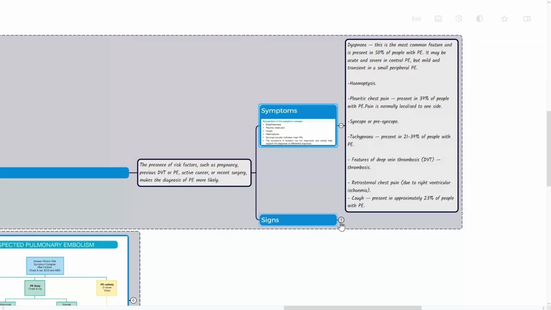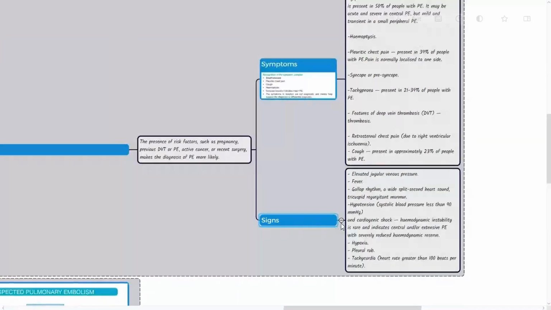Dyspnea. This is the most common feature and is present in 50% of people with PE. It may be acute and severe in central PE, but mild and transient in a small peripheral PE. Hemoptysis. Pleuritic chest pain, present in 39% of people with PE, is normally localized to one side. Syncope or presyncope. Tachypnoea, present in 21–39% of people with PE. Features of deep vein thrombosis, DVT. Retrosternal chest pain due to right ventricular ischemia. Cough, present in approximately 23% of people with PE.